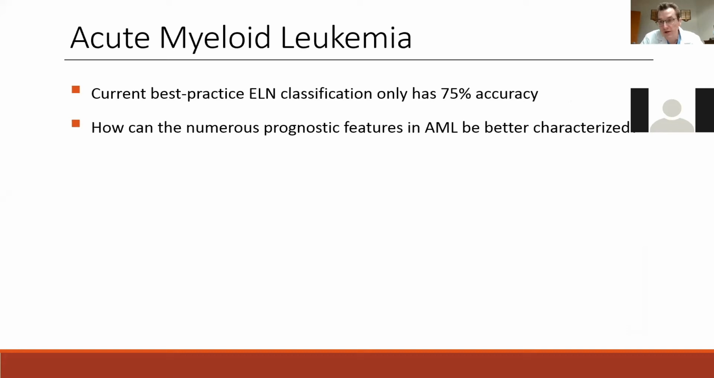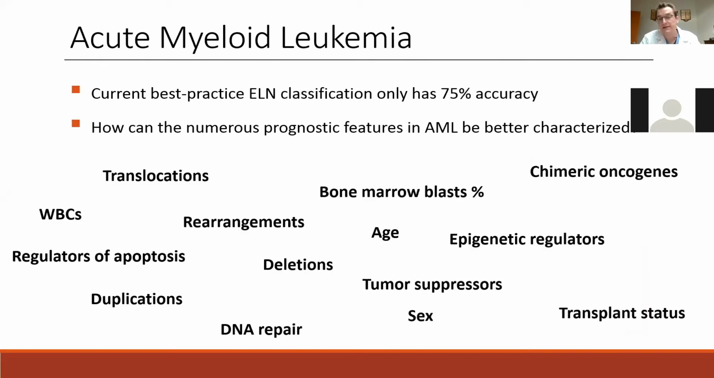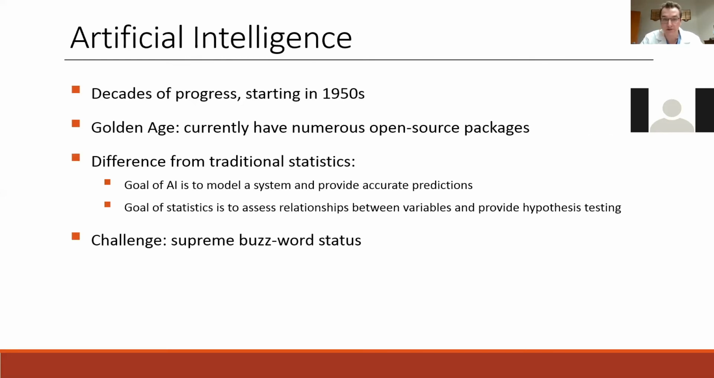Now, there are numerous prognostic features in AML, and so how can you better characterize those? An idea of some of the features. Despite having obviously many, tens or hundreds of different cytogenetic features and tens or hundreds of mutational features, you have to consider all of the clinical features as well, like age and sex and white blood cell count and anything else that happens in the hospital. There are hundreds of features you can come up with that all may have some relevance for life expectancy and therefore should be part of a prognostic model. So that's a lot of data. What can we do with it? I think that's where we should talk about artificial intelligence.